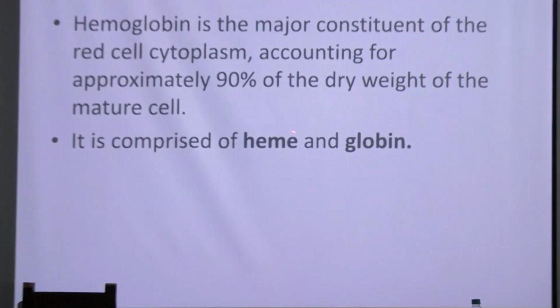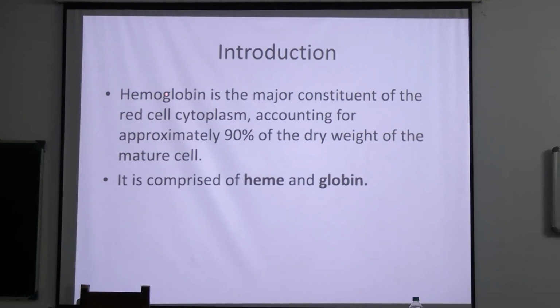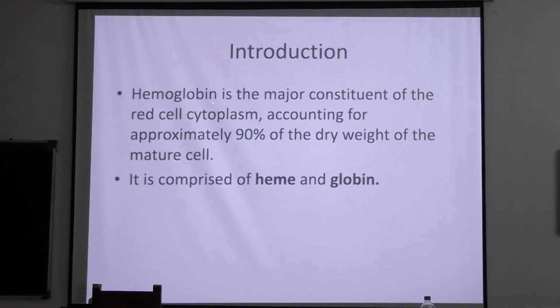What is hemoglobin? We have already read in physiology. Hemoglobin is a protein and it consists of a heme part and a globin part. This globin part is the protein chain and this heme part is the iron part. So, hemoglobin actually constitutes approximately 90% of the dry weight of a mature RBC.